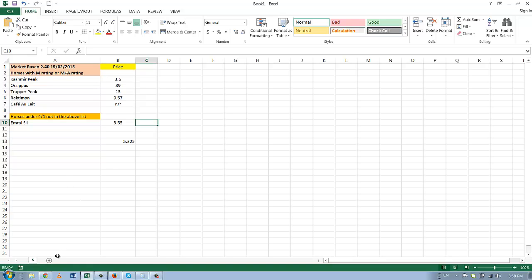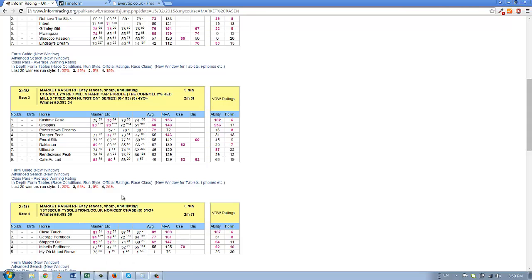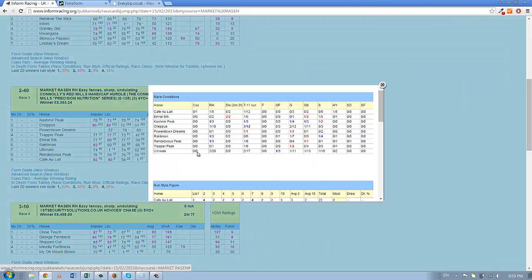So if I go back to Inform Racing, I can go down here and look at the in-depth form tables, which tells me straight away if they meet these conditions. So let's look at Emerald Silk. We see here straight away on a right-handed course is 0 from 2. And we see on the going was good to soft today, he's 1 from 2. So he's okay in the going, but there's question marks over him running on a right-handed course.